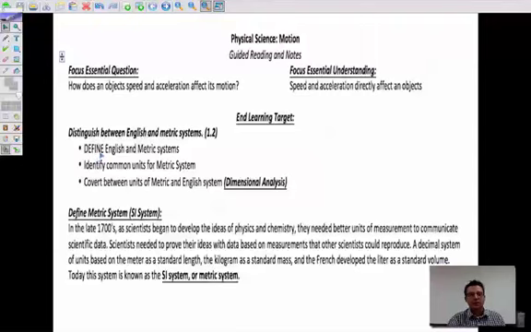Hello, for today's guided learning, we're going to work on learning target 1.2, or distinguishing between English and metric systems. First we have to define, then we have to be able to identify common units, then we'll finally be able to convert between the units of the metric and English system. This is known as dimensional analysis. This will help us and lead us up to our end focus question of how does an object's speed and acceleration affect its motion. Take a couple minutes and read defining the metric system.